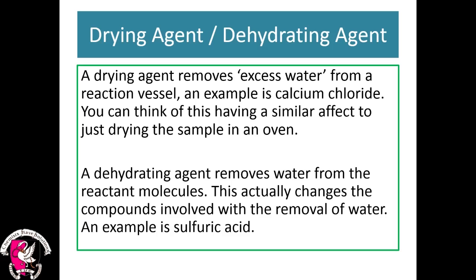A dehydrating agent, however, actually physically removes water molecules from the reactant molecules. It's actually a chemical reaction, and it forms a new product because it's removing molecules of water from the compound, as opposed to just mopping up any excess water that may be there. So an example of that would be sulfuric acid. Sulfuric acid is a very strong dehydrating agent, and it will actually just remove water from a molecule.